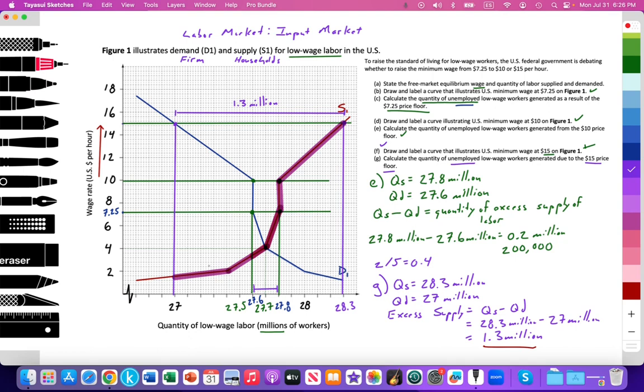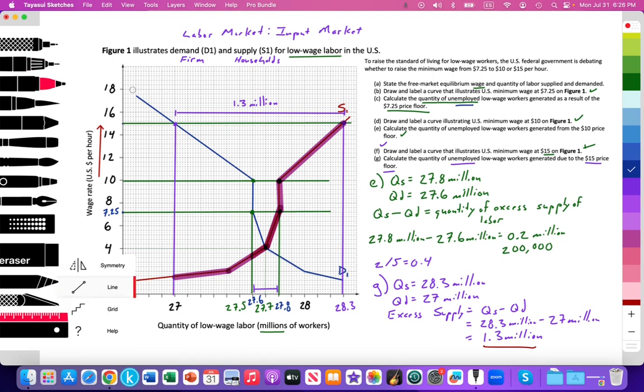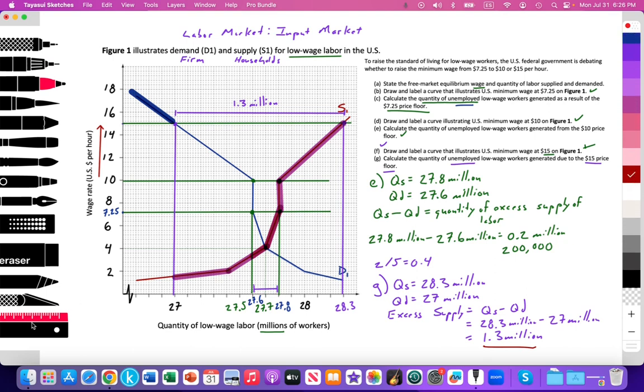So here we have the level of supply along this kinked demand curve, but the demand is only right here. Firms are only demanding up to this point. So there's the level of demand at $15, and here's all of this excess supply. So it's only these households here, in theory, that are being employed. So here we have this quantity of supply up to 27 million workers offering their labor at $15 an hour. And here we have the level of demand for that.